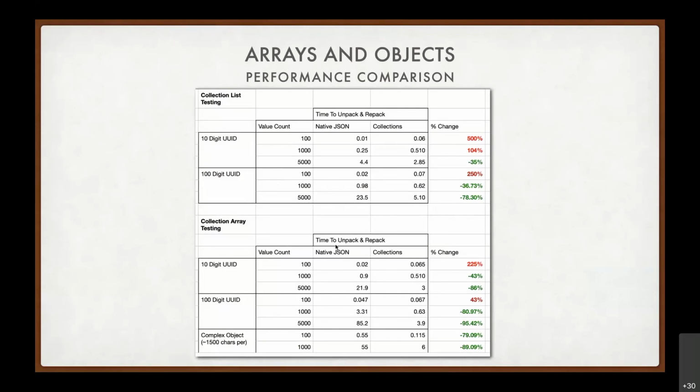And the same kind of works with arrays. If you're talking about unpacking and repacking arrays, on the small end you're probably doing fine with native. As you get more and more, say 5,000 values of 100 characters each, I saw a pretty significant difference. That was cutting the time from almost 90 seconds to 4 seconds. So 85 seconds to 3.9 seconds.